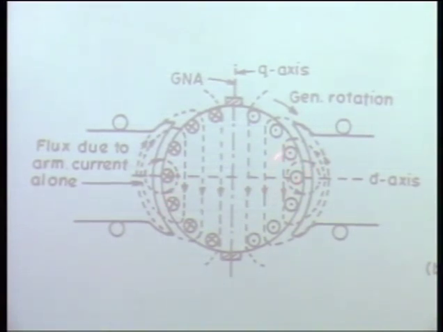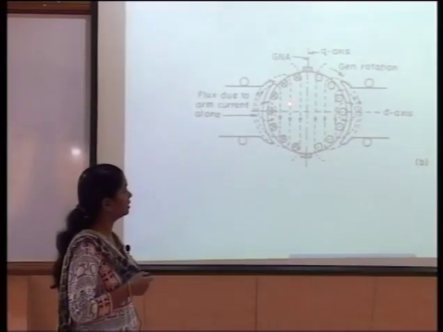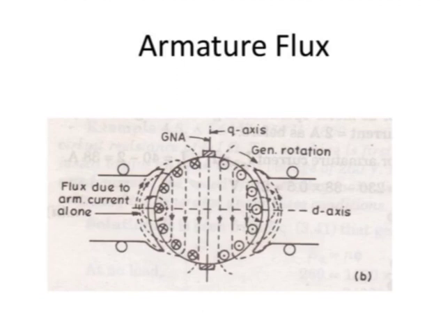Similarly, I have drawn the lines of force on the right half, that is, the conductors falling under the south pole. So this is the flux produced by the conductors. They are concentric lines, and in the right half it is in the clockwise direction, in the left half it is in the anti-clockwise direction.